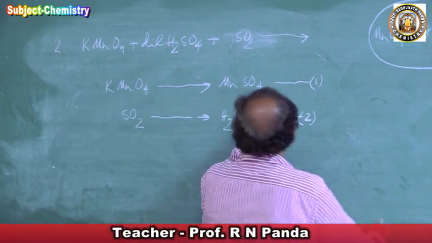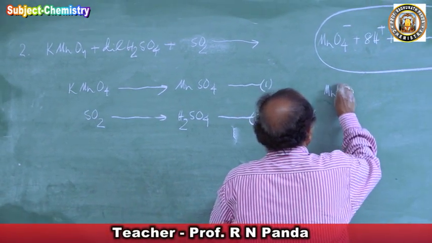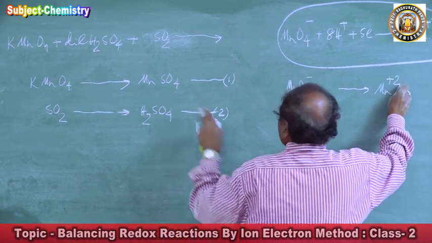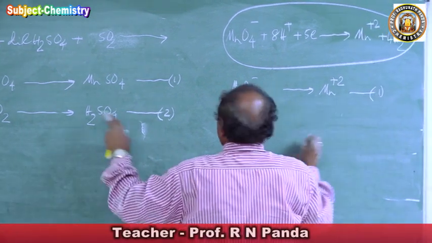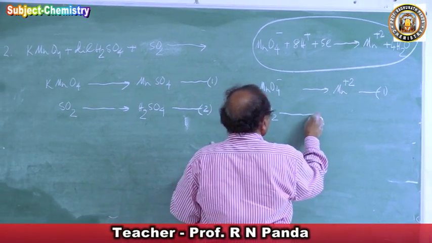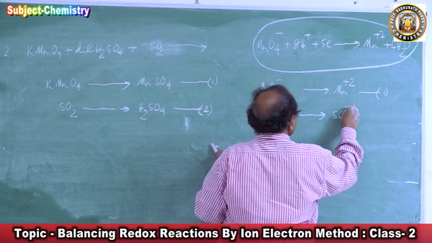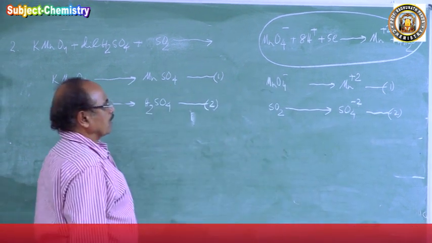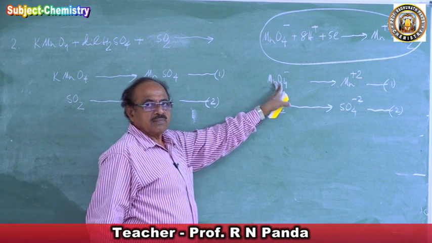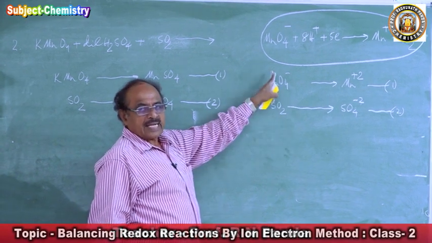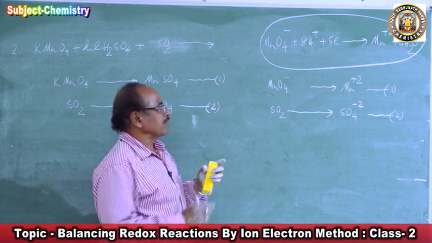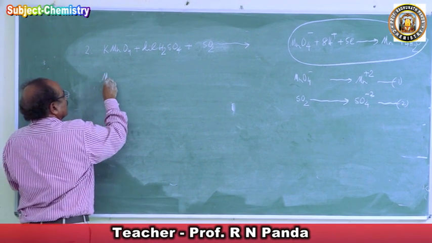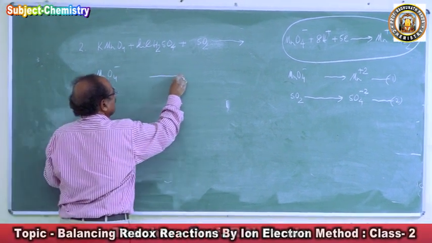So we'll write its ionic form: MnO4 minus forms Mn2 plus. This is the ionic form of potassium permanganate, and the ionic form of sulfur dioxide is SO2 forming SO4 2 minus. We will balance these in ionic form, then add them, cancel out the electrons and get the final equation. So let me come to MnO4 minus first. MnO4 minus is forming Mn2 plus.